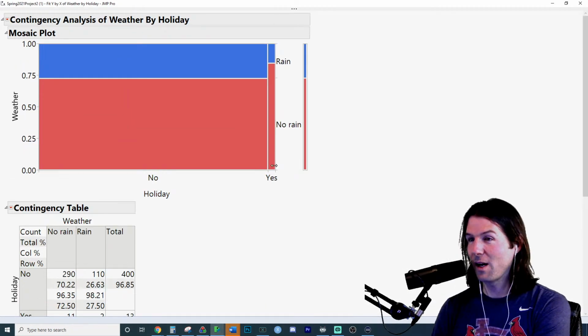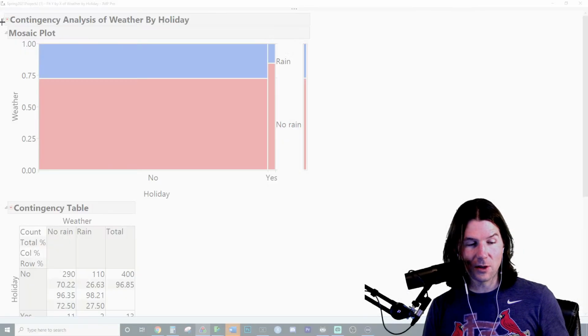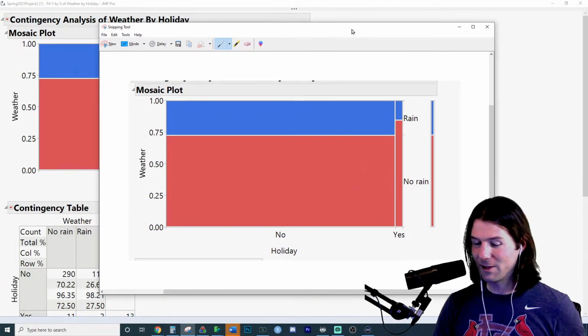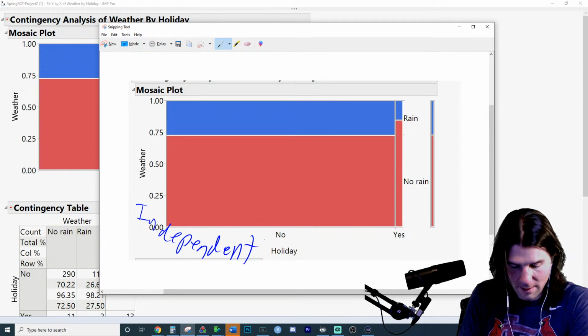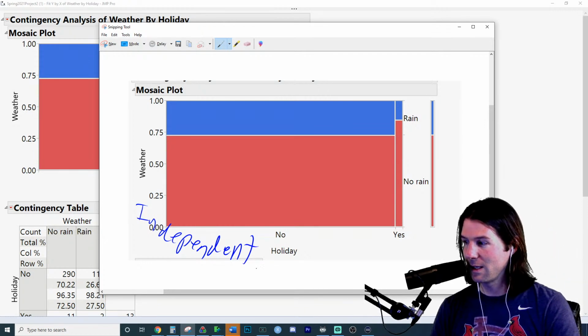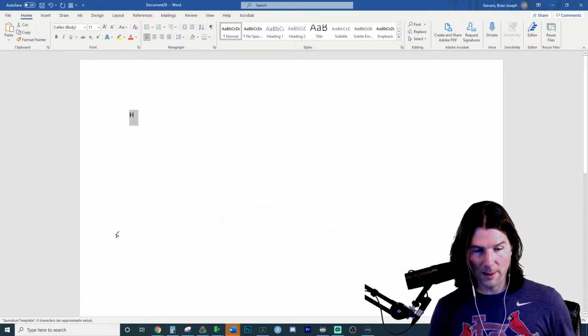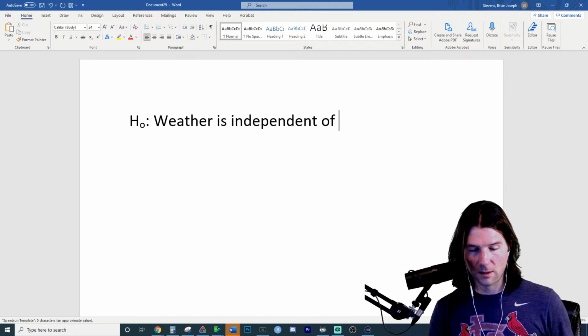So is weather independent of holiday? All you do, and I want to repeat this again and again, the way to know this instantaneously when you see a graphic like this, all we do, no worries, is we just write independent. The null hypothesis is weather is independent of holiday. That's it. So you go right here and you just write the null hypothesis: weather is independent of holiday.